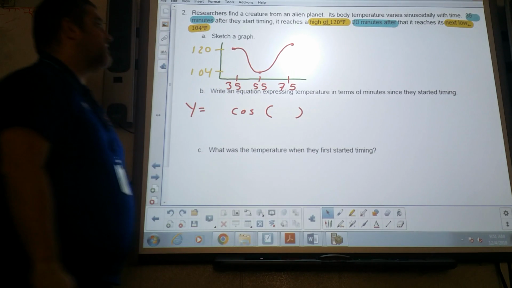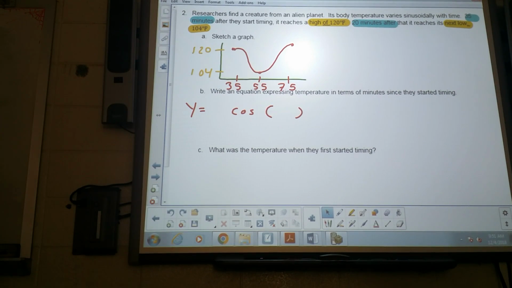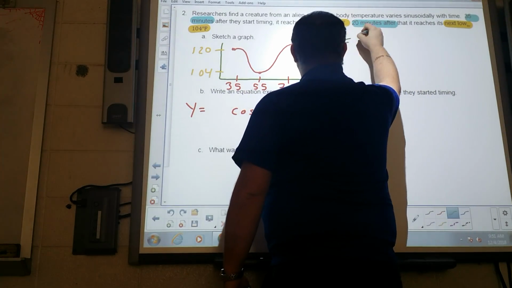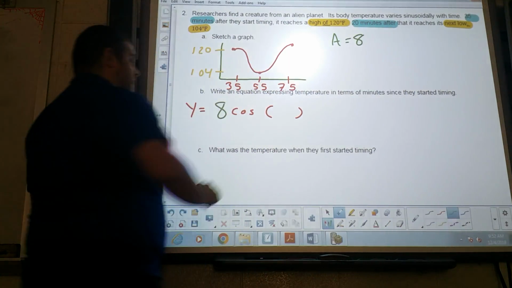How do we find the a value? 120 minus 104 divided by 2, which is what, Toby? 8. Wonderful. So we get our a value of 8. 8 goes there.